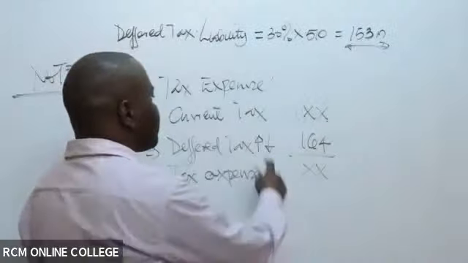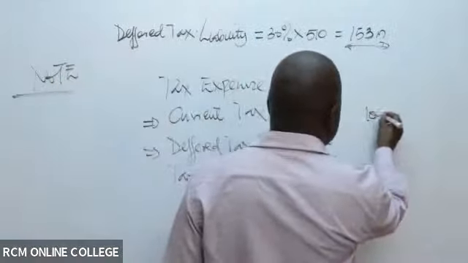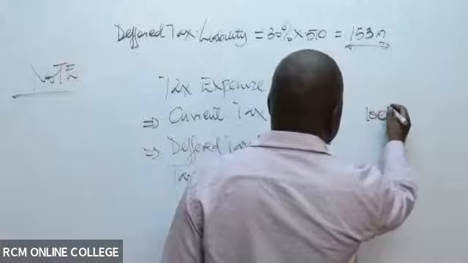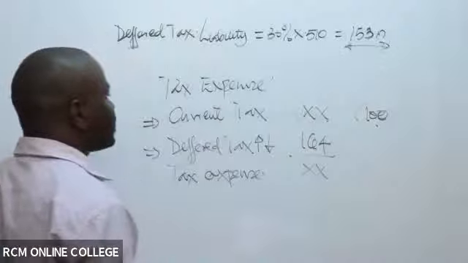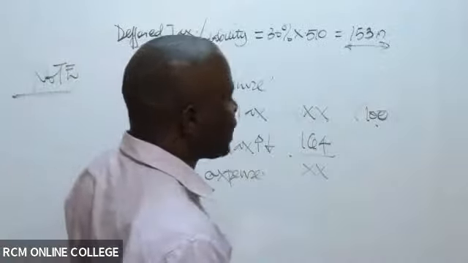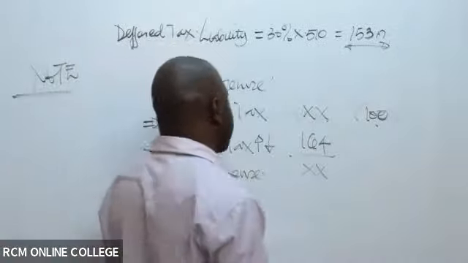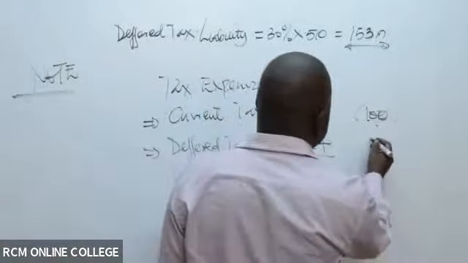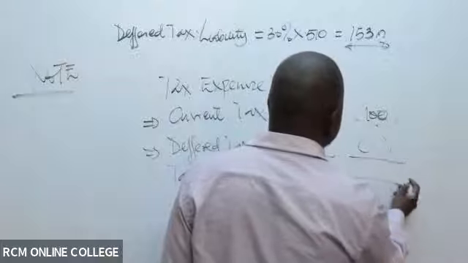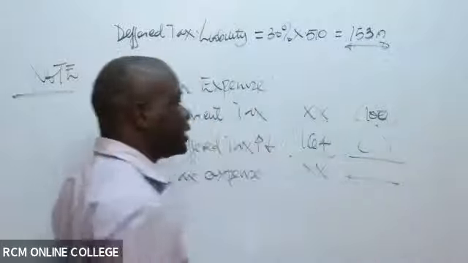So let's say the current tax was 100. Already you know it is 100. So that is what you're having to less in your books of accounts or financial statements. And now this deferred tax, if it is an expense, will further reduce your profits. It will further reduce your profits.